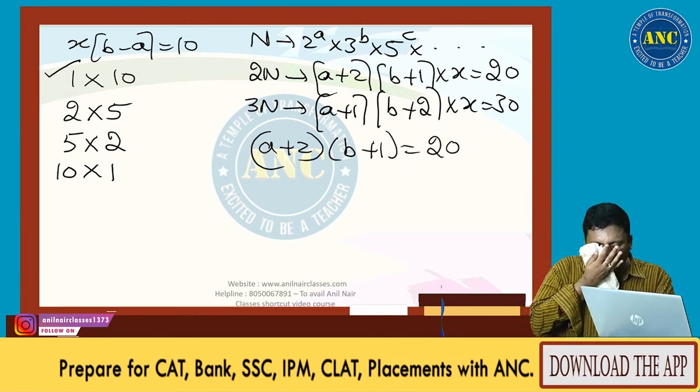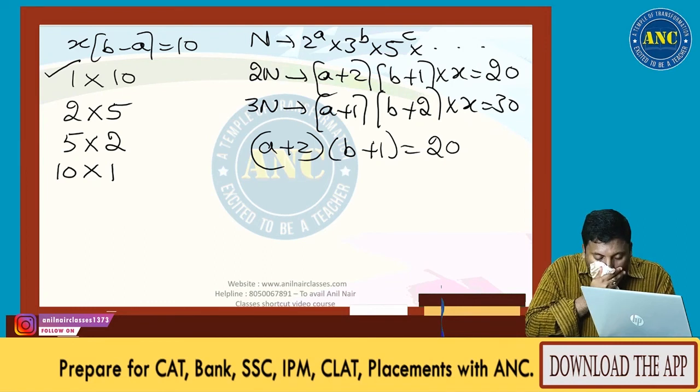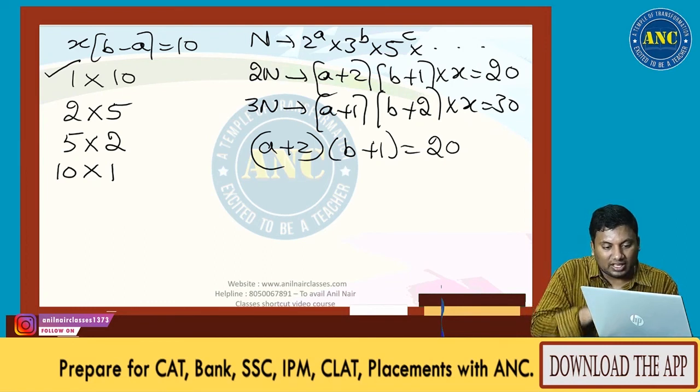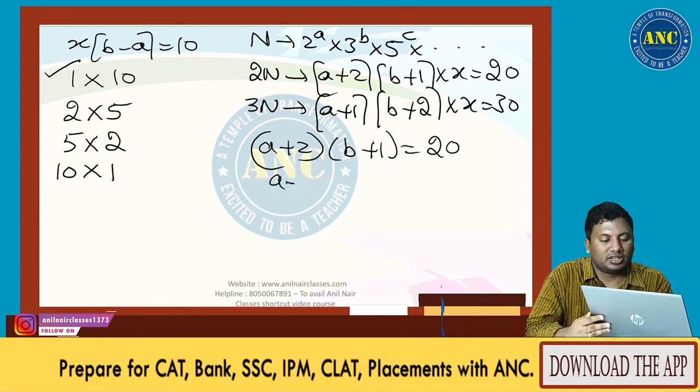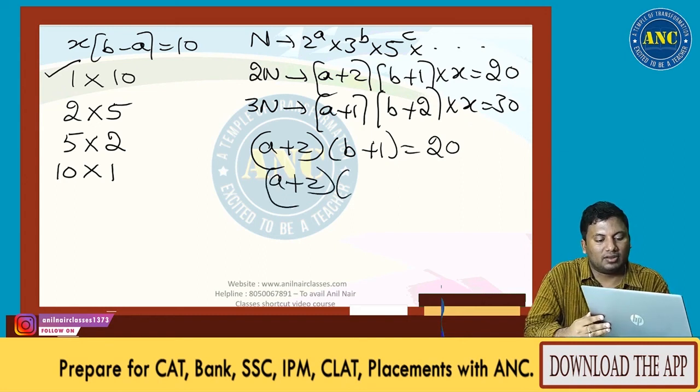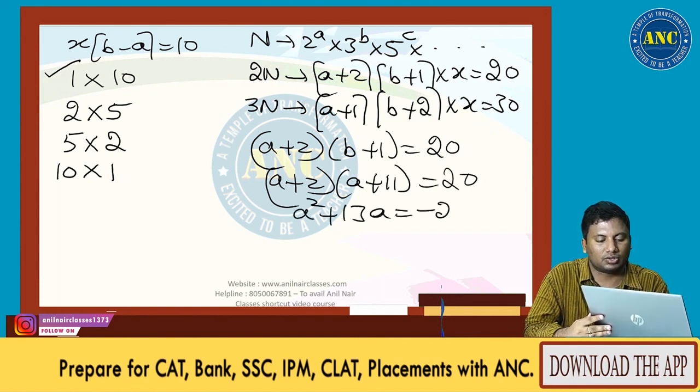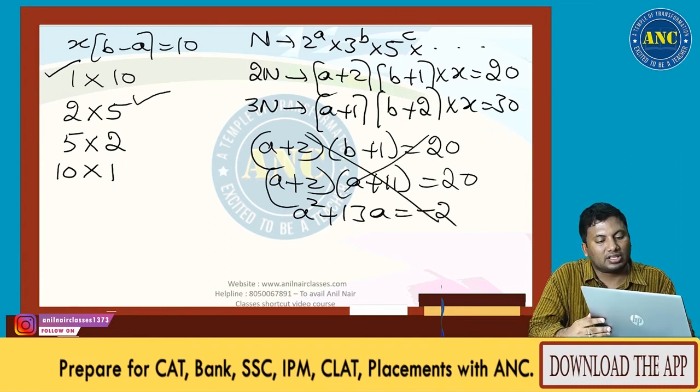B minus a is 10, that means what is the b value? a plus 10. (a plus 2) into (a plus 11) equivalent to 20. The equation is nothing but a square plus 13a equivalent to minus 2. It is not possible.